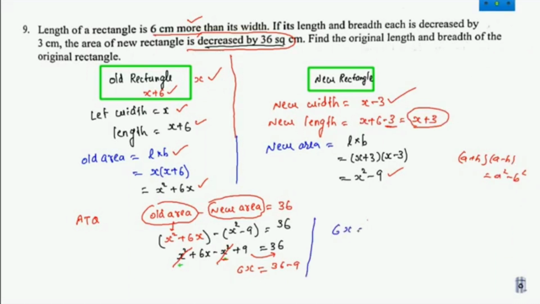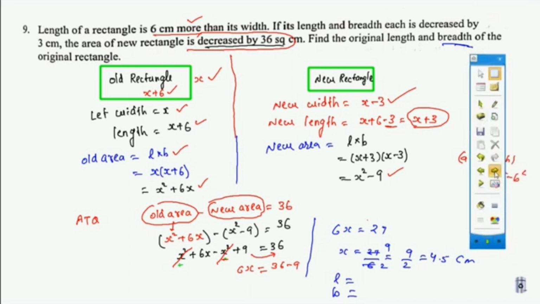So that is 6x is equal to 27. X is equal to 27 by 6. We will cancel it. We get 9 by 2, that is 4.5. X we have supposed that is width, so 4.5 centimeter is width, and we had to find the breadth of the original rectangle. So we can find L and B also.